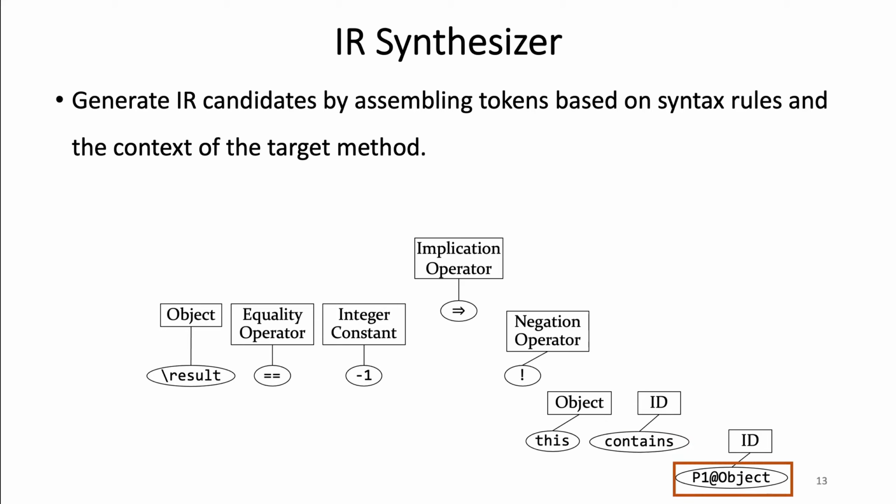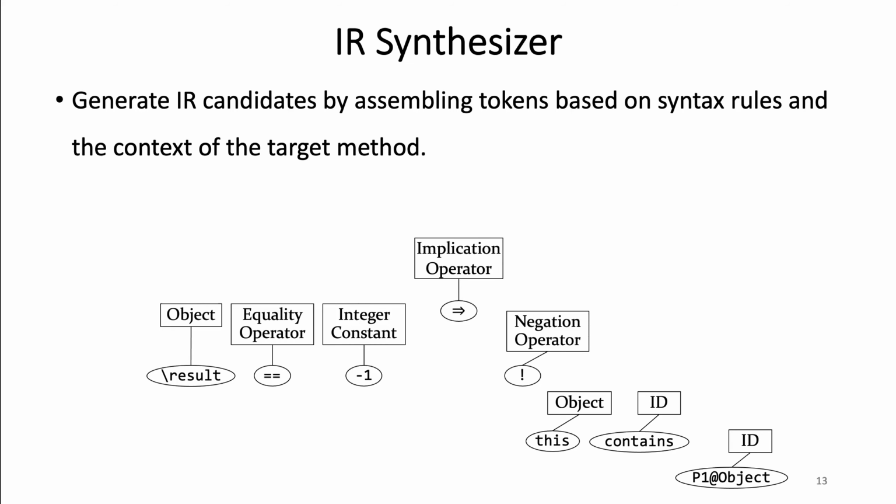P1 at object is one parameter placeholder. Note that other placeholders like P1 at int may also be associated with one of the natural language words, but they are not included in the token set, because the first parameter of the target method is object rather than some other data types like int.